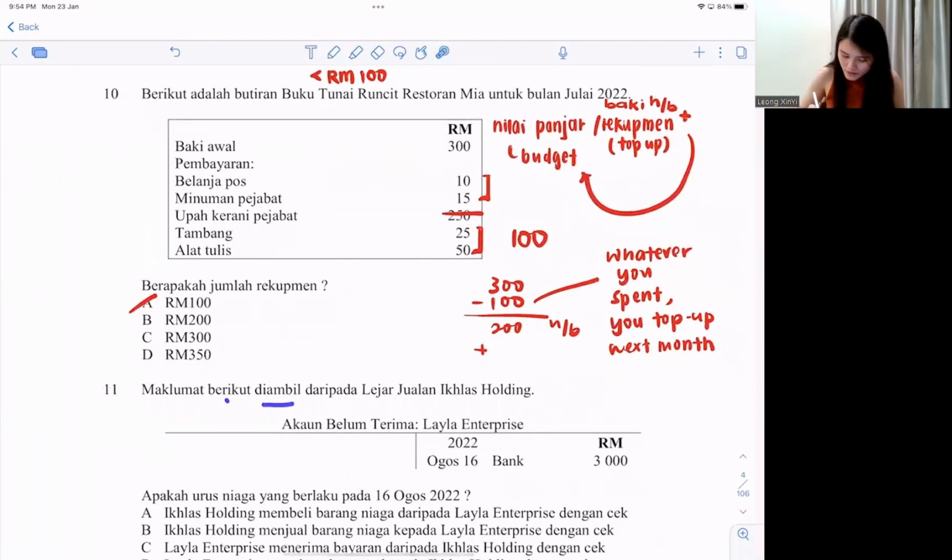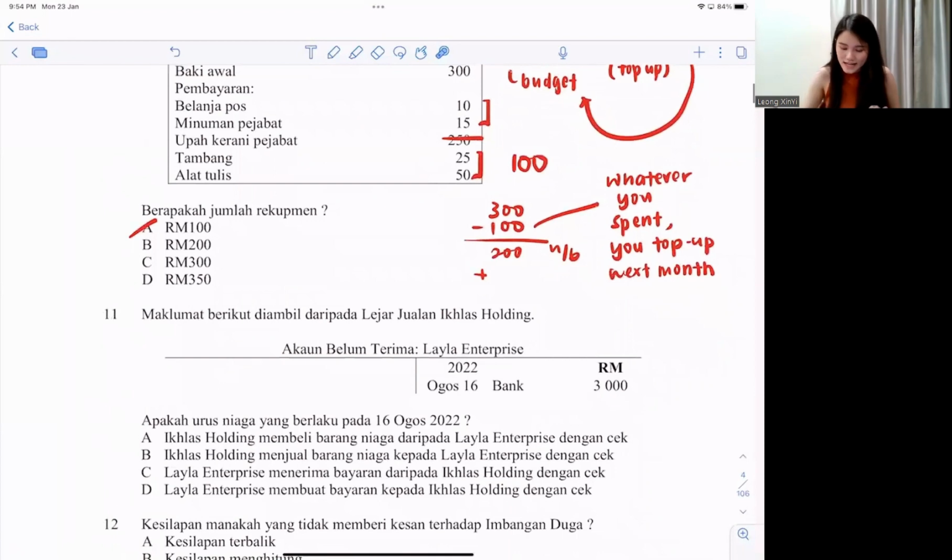Maklumat berikut diambil daripada Lejar Jualan Ikhlas Holding. Okay, so it's a Lejar Jualan, guys. Lejar Jualan is not akaun jualan, because quite a lot of people thought it's the same thing. No. Lejar Jualan is talking about akaun belum terima, like akaun kawalan, all those customers. We're talking about customers or pelanggan by their own names. But if you're talking about akaun kawalan, that one is under Lejar Am. You don't call it Lejar Jualan.